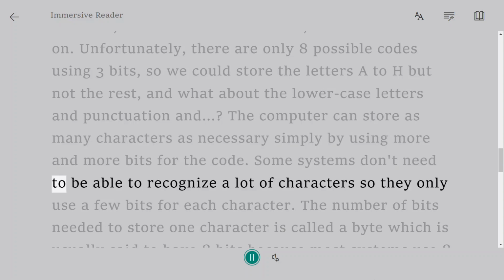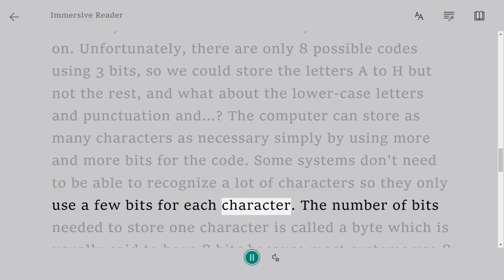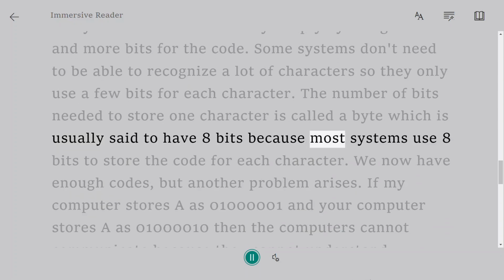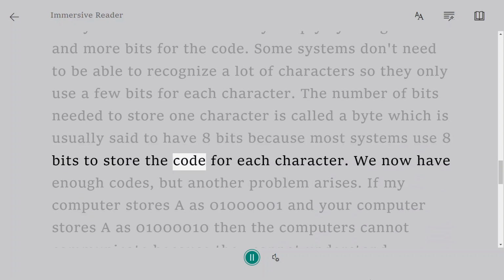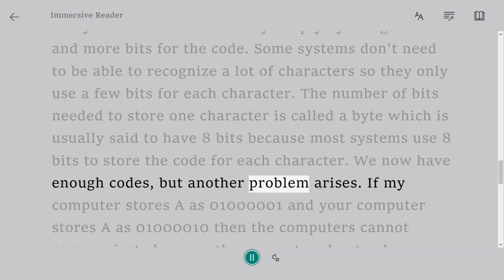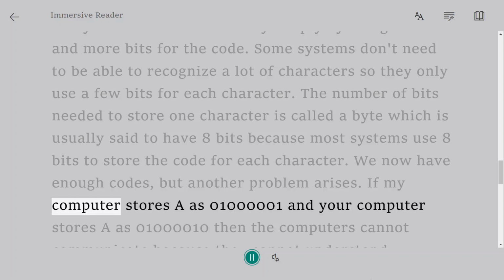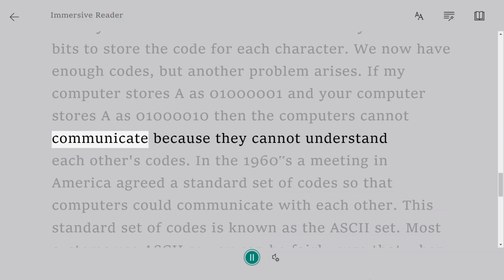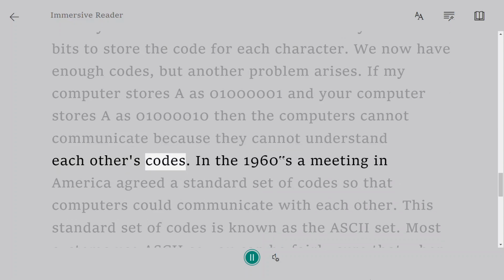Some systems don't need to be able to recognize a lot of characters, so they only use a few bits for each character. The number of bits needed to store one character is called a byte, which is usually said to have 8 bits because most systems use 8 bits to store the code for each character. We now have enough codes, but another problem arises. If my computer stores A as 01000001 and your computer stores A as 01000010, then the computers cannot communicate because they cannot understand each other's codes.